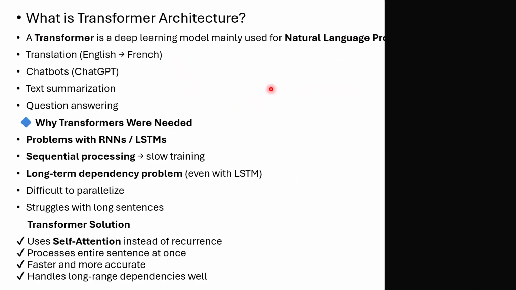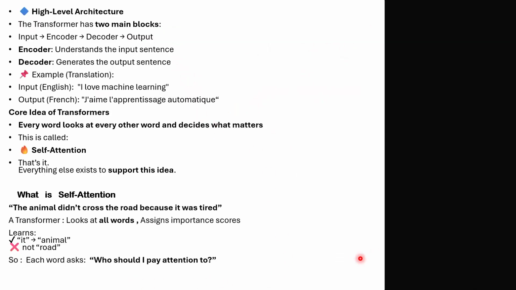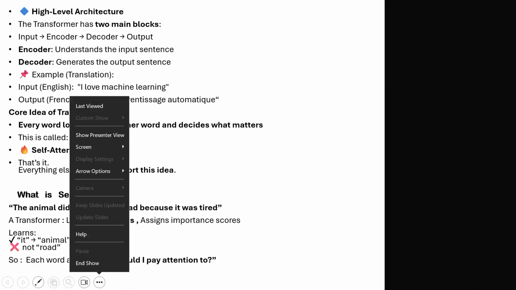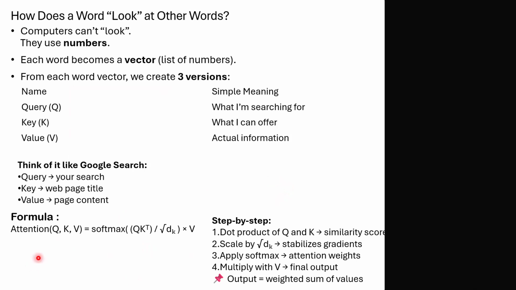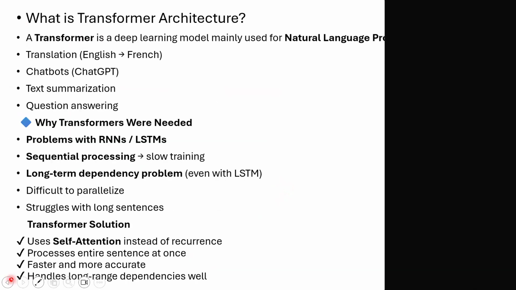So what is a transformer architecture? A transformer is a deep learning model mainly used in natural language processing. It's used for translation, English to French. Transformer architecture is behind chatbots like ChatGPT. It is also used for text summarization and question answering.